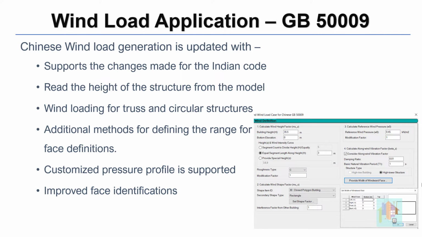For Chinese wind code GB 5009, there are several updates, like the same facility that is provided for Indian code is also extended to the Chinese code. Apart from this, wind definition can be generated now for truss and circular structures with improved face identification and definition methods. There are also a number of bug fixes which were hampering the overall performance of STAAD, and with these fixes, STAAD is now more stable than earlier version.